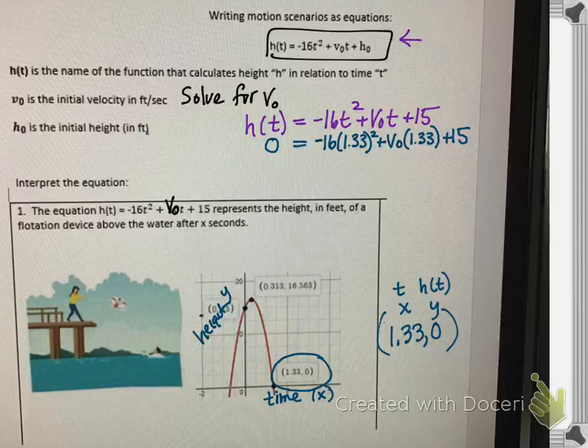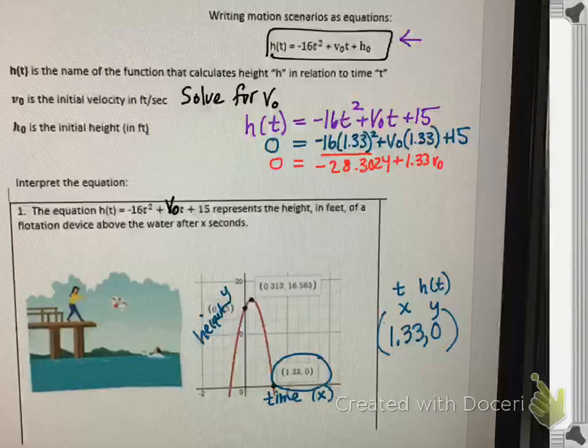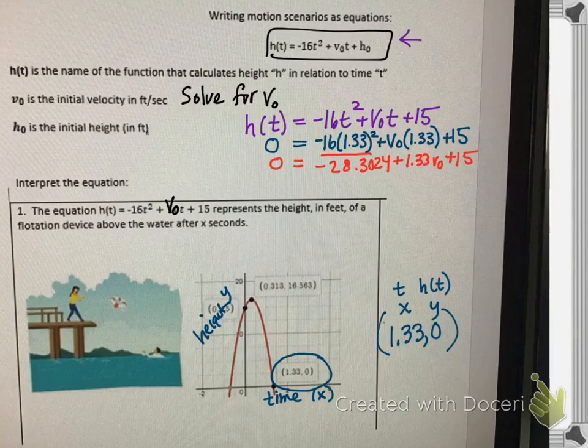All right. So for this very first term, I need to apply exponents first. I have to take 1.33 and square that. And then I have to multiply that by negative 16. And I get negative 28.3024. And then this is plus 1.33 v sub 0, and then plus 15.